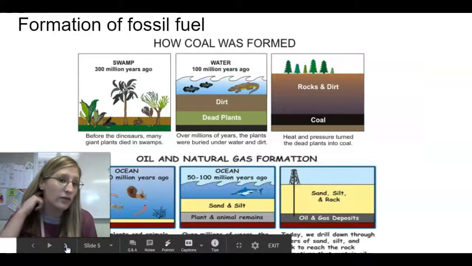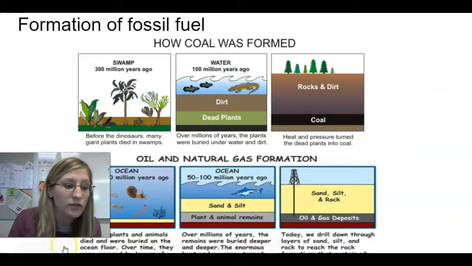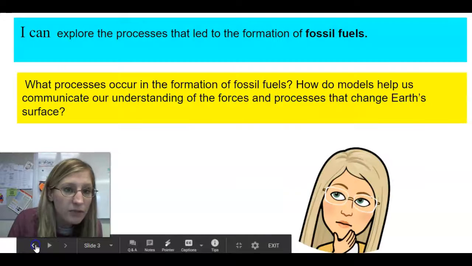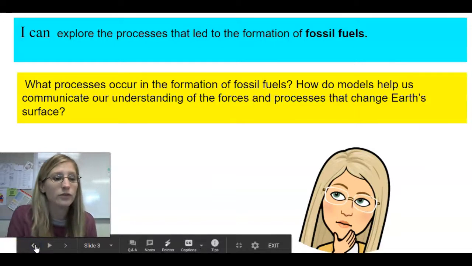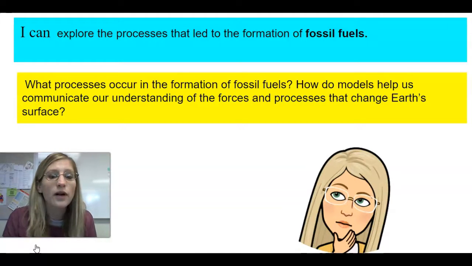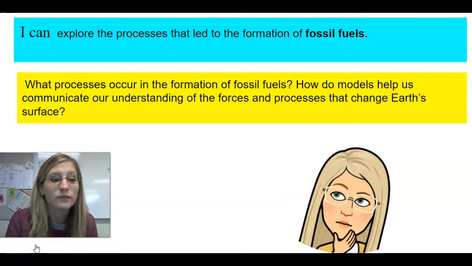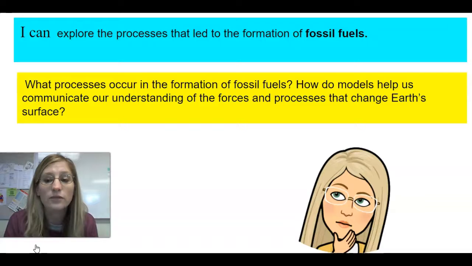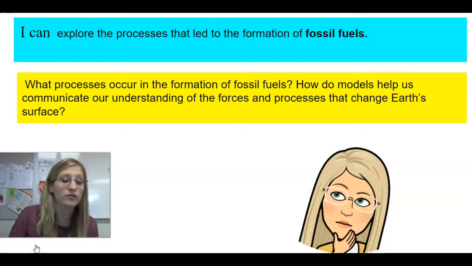Today, we're going to look at the formation of fossil fuels. We didn't talk about this before, so this is what we're doing today. I can explore the processes that lead to the formation of fossil fuel. What processes occur in the formation of fossil fuels? How do models help us communicate our understanding of forces and processes on the Earth's surface?